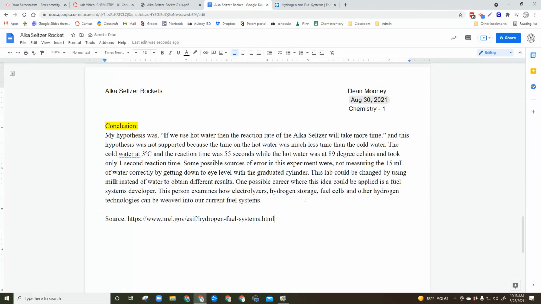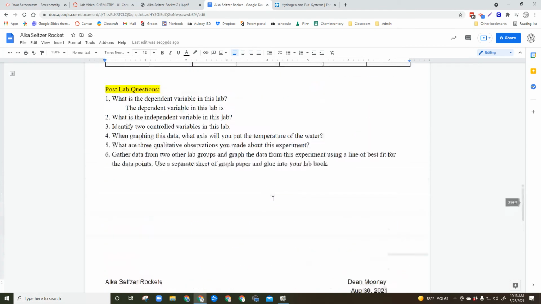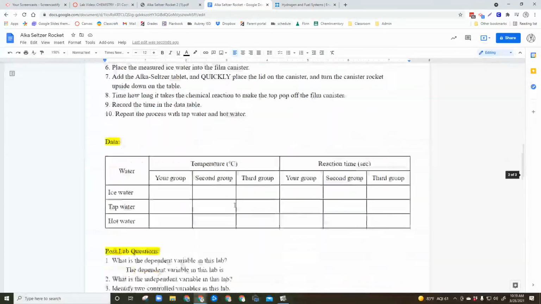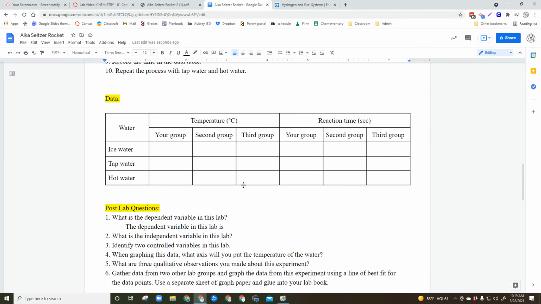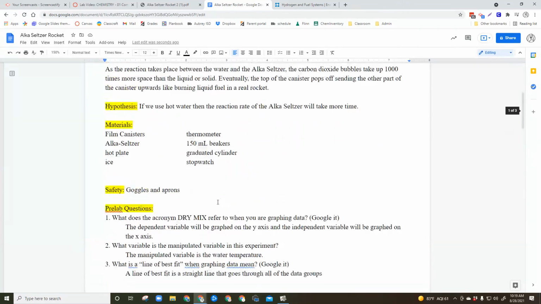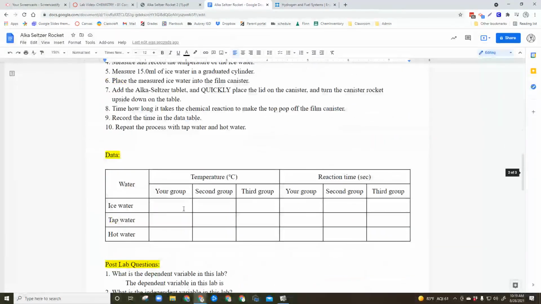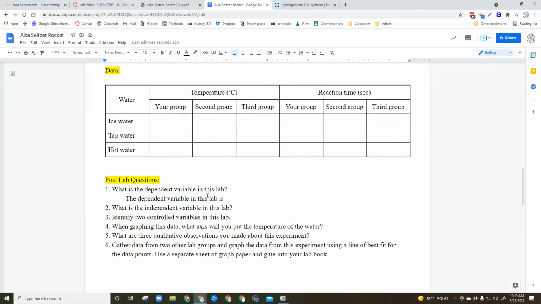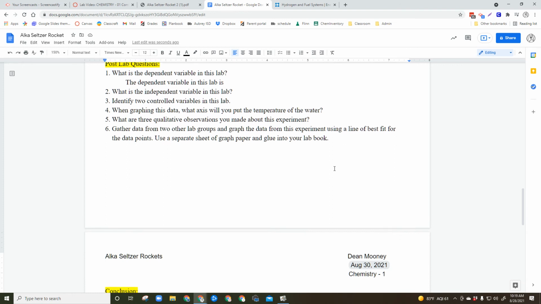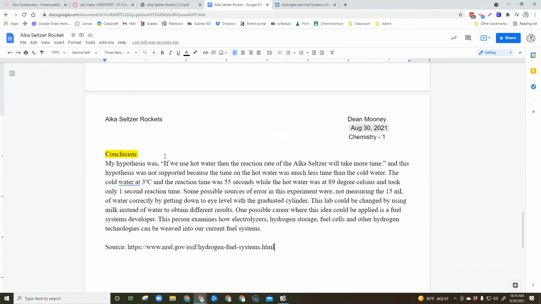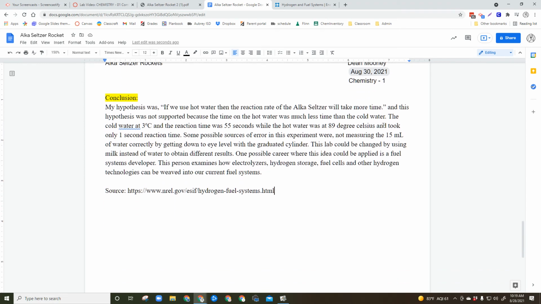This is my lab write-up that I'm going to hand in, except for what I didn't do for you is the post-lab questions. That's the only thing I didn't do for you. So you should pretty much get 100 on this because you're going to answer these post-lab questions. You're going to fill in your data here. You're going to draw your graph. You're going to include it. You're going to write your conclusion just like this, only don't copy mine because your hypothesis may not have been the same.